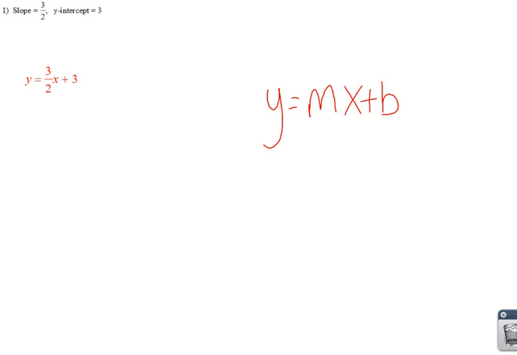Now, if I asked you to put it into standard form, you'd have to subtract the mx value over, and then make sure you don't end up with any fractions there, so canceling those out. Let's move on to the next problem.